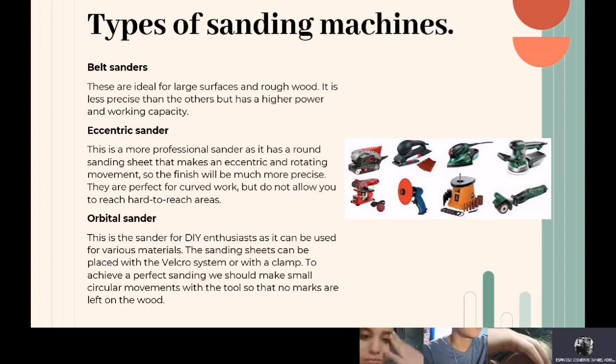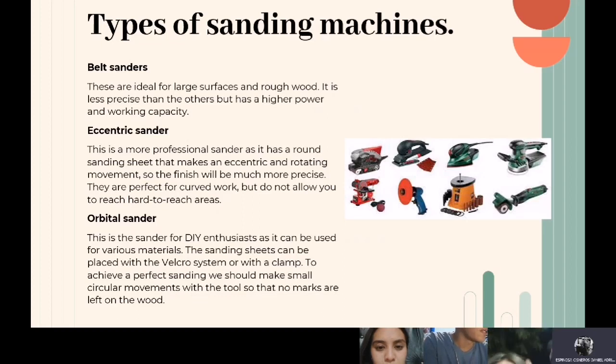Types of sanding machines. Belt sanders are ideal for large surfaces and raw wood, are less precise than other sanders, and have high power and working capacity. Eccentric sander: this is a more professional sander as it has a round sanding disc that makes an eccentric and rotating movement. The finish is more precise and they are perfect on curved work, but do not allow you to reach hard to reach areas.